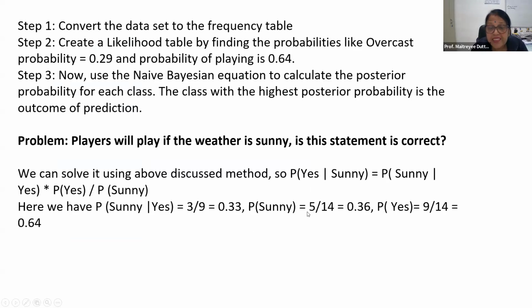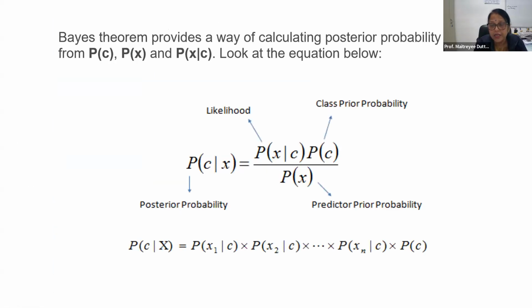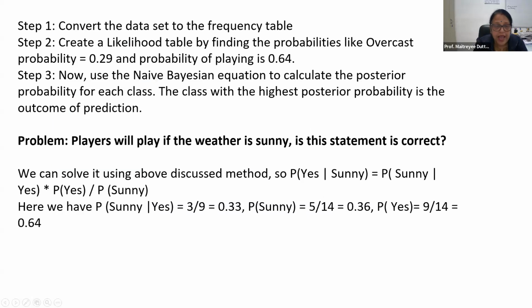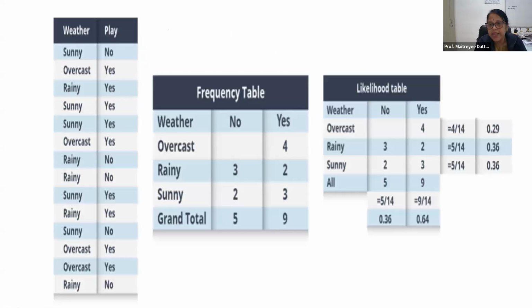Okay. P Sunny is your 5 by 14. How is it 5 by 14? P Sunny, that is your 5 by 14. That also I have calculated. And another is your P Sunny by yes. What is P Sunny by yes? Let us see. P Sunny by yes.